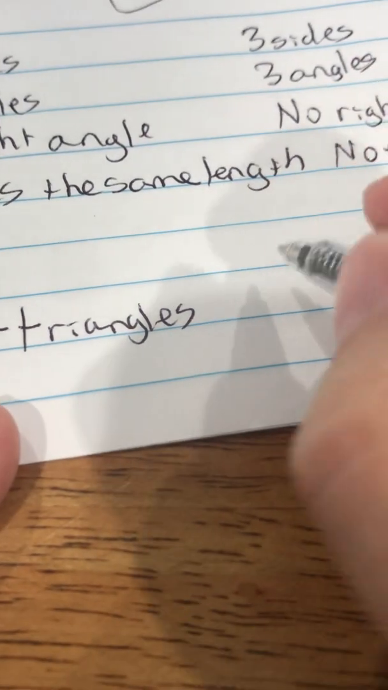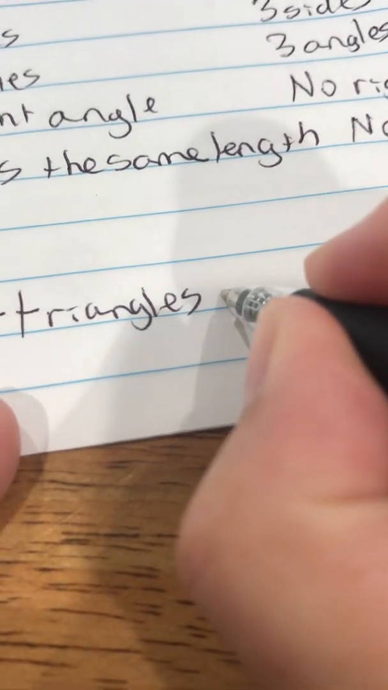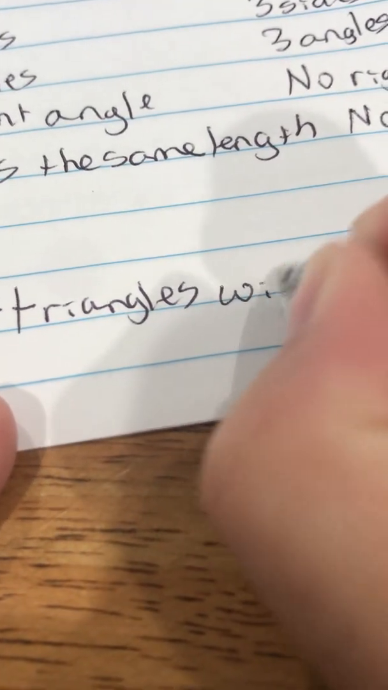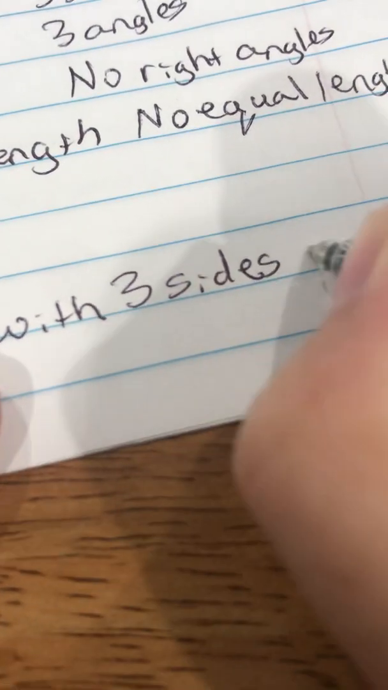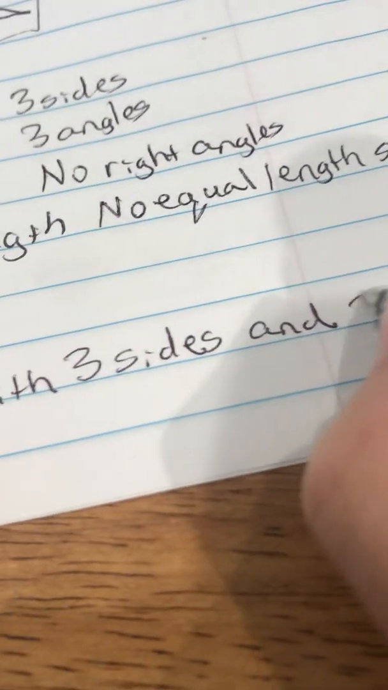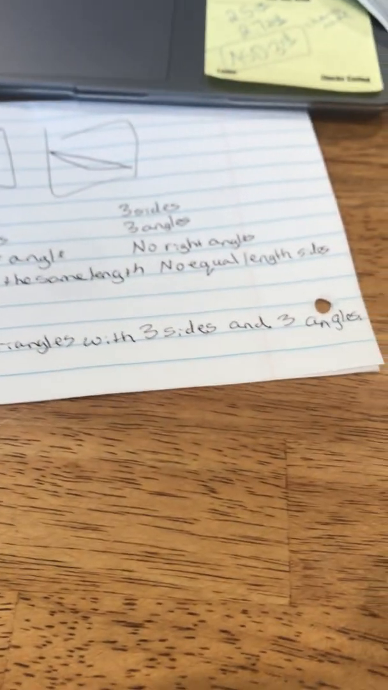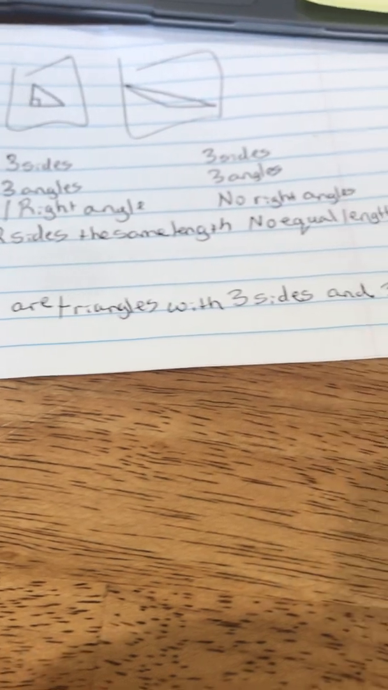Both are triangles with 3 sides. We want to put that attribute and 3 angles. They're both triangles with 3 sides and 3 angles. That would be the only thing that they share. Both are triangles with 3 sides and 3 angles.